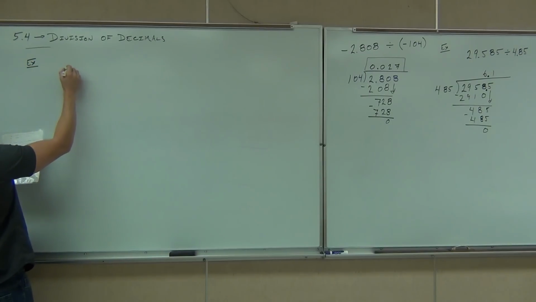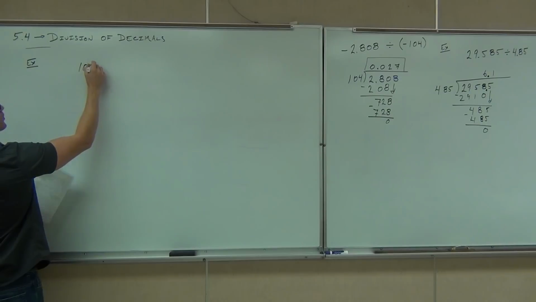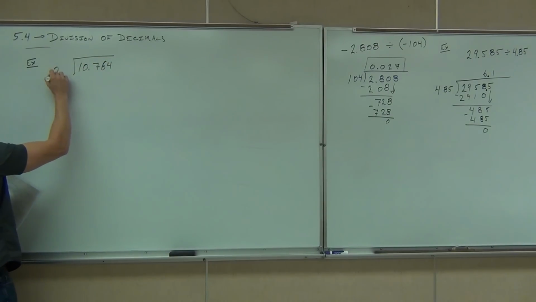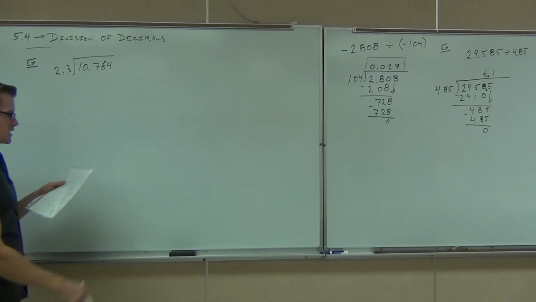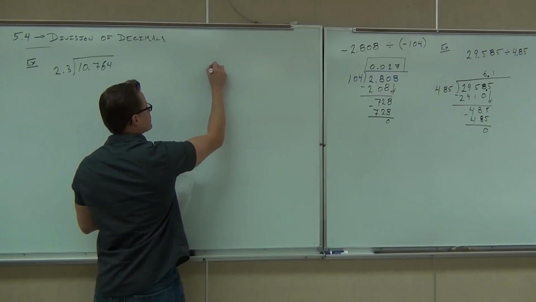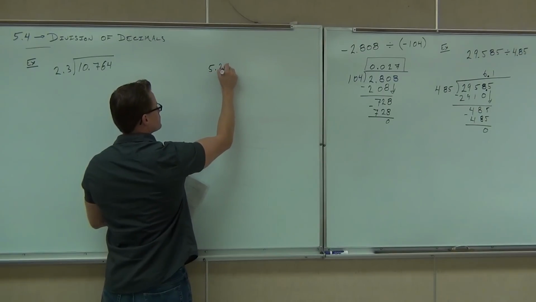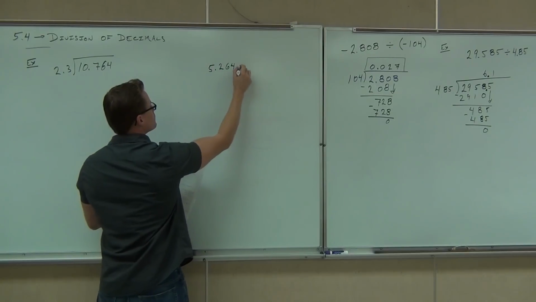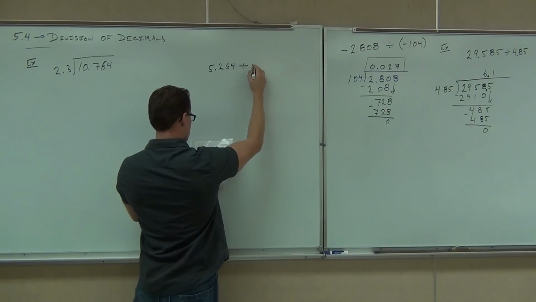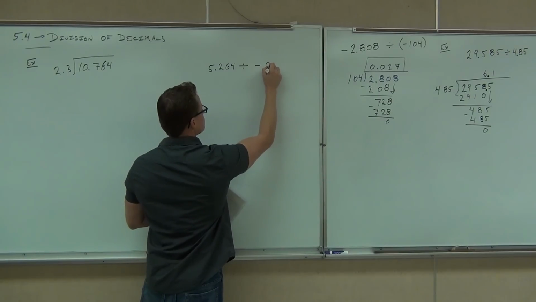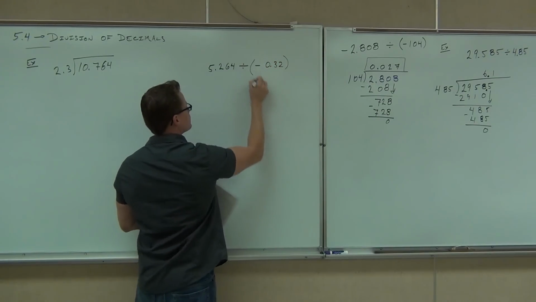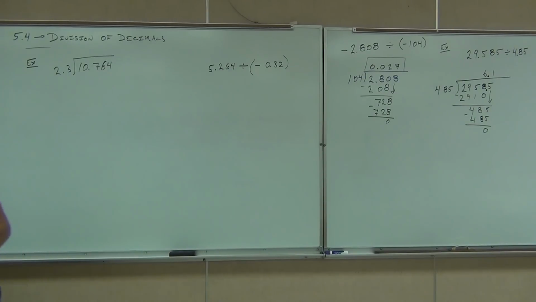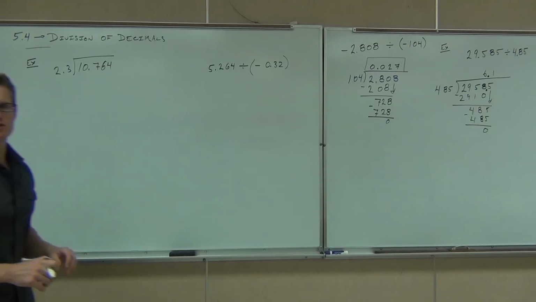So let's try 10.764 divided by 2.3. Then we'll try this one. Notice how I'm putting parentheses around there signifying that we're not subtracting, we have a negative number. So first one set up for you. Y'all tell me, let's work together on this thing.